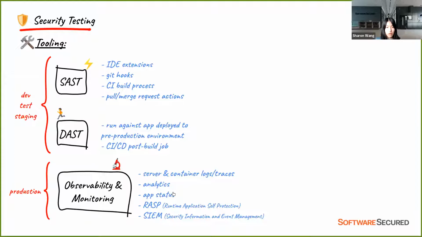There's RASP, or Runtime Application Self-Protection. Those are tools that monitor the app's activity while it's running. So it's able to detect things it thinks are malicious activity, and from there, it can block that activity. It can terminate a user session if it thinks a specific user is doing something weird, or it can even shut down the application if that's needed. And then another similar type of tool is SIEM, or Security Information and Event Management.